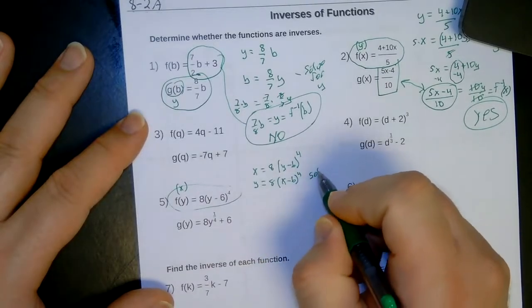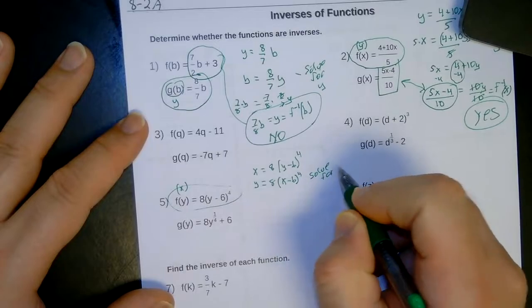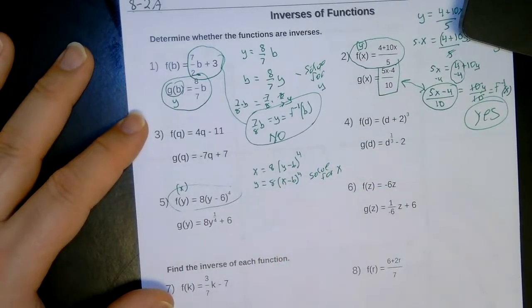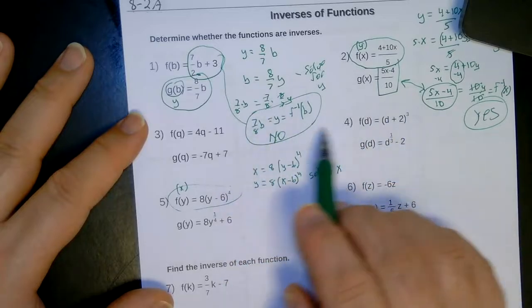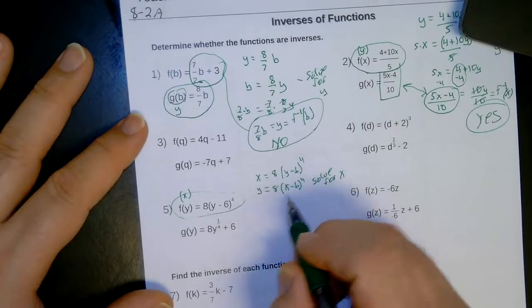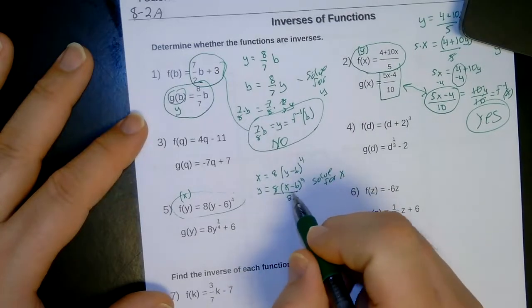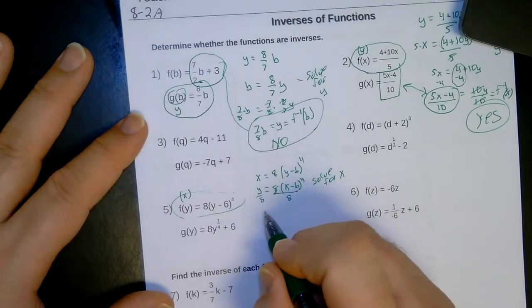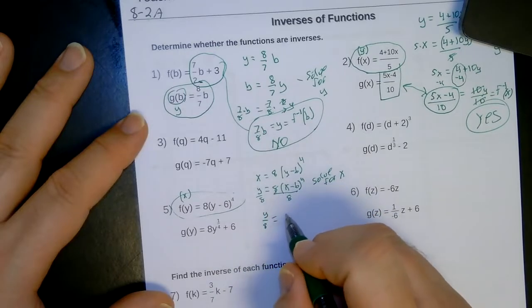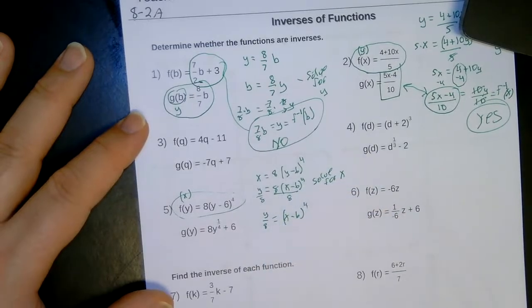Now in this case, we have to be careful here. Instead of solving for y, I'm actually going to solve for x. Notice these other ones I solved for y, but now I have to solve for x since I flip-flopped them. First thing I want to do is divide through by 8. And I get y over 8 is equal to x minus 6 to the 4th power.